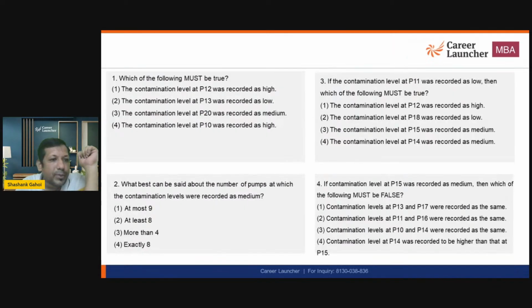Okay, so basically if I am going to read the questions, question number 2: what best can be said about the number of pumps at which contamination level was recorded as medium? So medium ones are 8, so we get the answer directly. That is going to be option number 4.